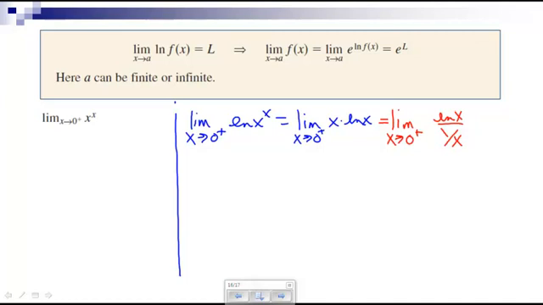It's indeterminate, but you can't apply L'Hopital. It's not in a form like 0 over 0 or infinity over infinity. So you can take x into the denominator. Instead of multiplying by x, I'm dividing by its reciprocal, 1 over x. 1 over 0 is infinity, and ln x goes to negative infinity. Now I'm in the indeterminate form infinity over infinity, and now I can apply L'Hopital, the derivative of ln x over the derivative of 1 over x, which is negative x to the negative 2.